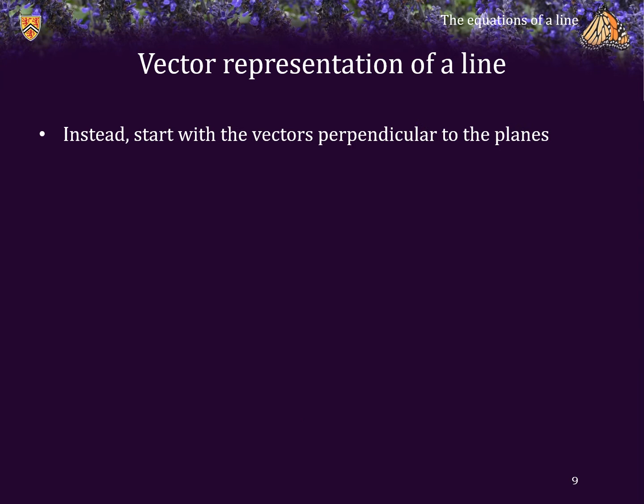Instead, let's start with the vectors that are perpendicular to the two planes. So let's label these two vectors v1 and v2, and hopefully, given the previous topic, you know exactly where this is going. These two vectors are perpendicular to each of their planes. The line where the two planes intersect must be on the intersection of those two planes. Consequently, the line must also be perpendicular to both of these vectors.